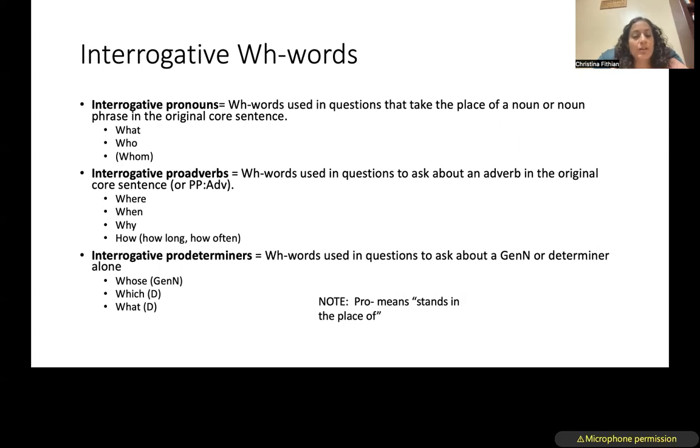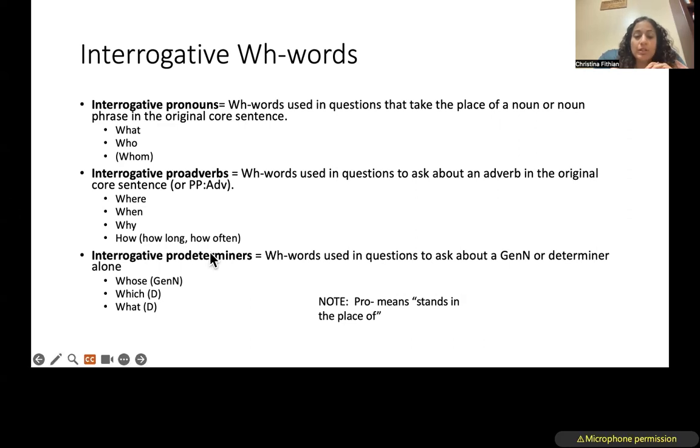Finally, we have interrogative prodeterminers. Now, these are WH words that we use in questions to ask about either a gen N alone or a determiner alone. So we have whose, which asks about a gen N. We have which, and we have what. These can ask about some kind of determiner.